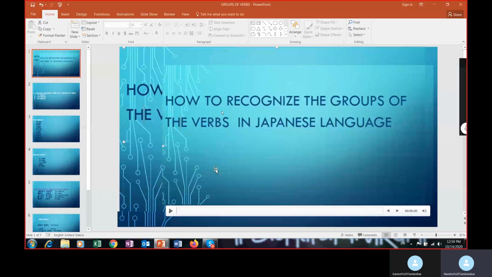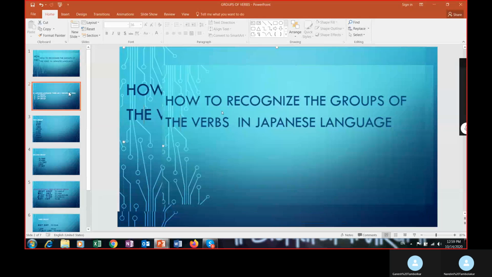In future, whenever you learn the various grammar patterns at a higher level, then while making the conjugation of those grammars with the verbs, you need to follow the verb's group also. According to the group, you have to follow the rules of the group. So we need to recognize the group of the verb. So let us start here.